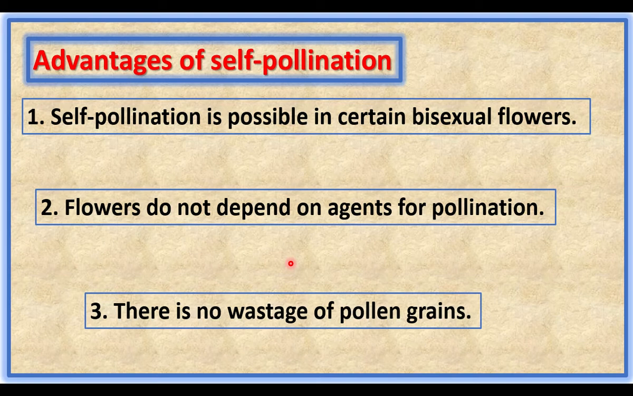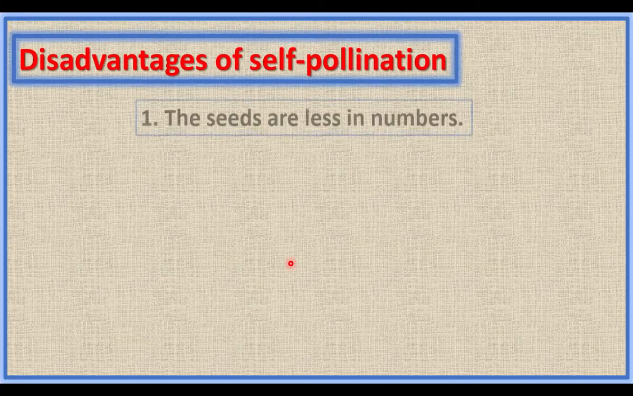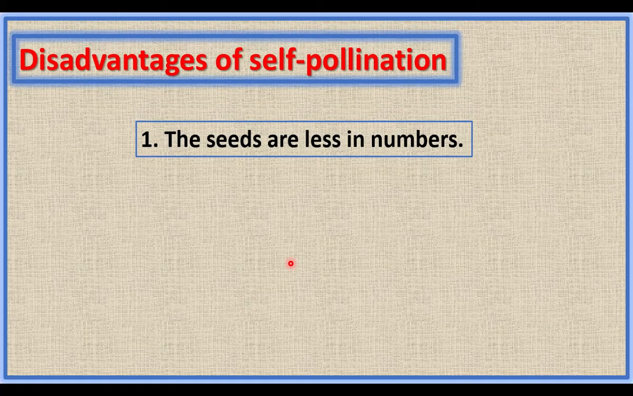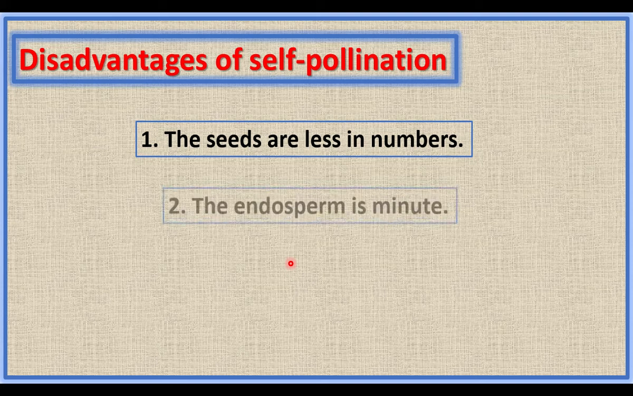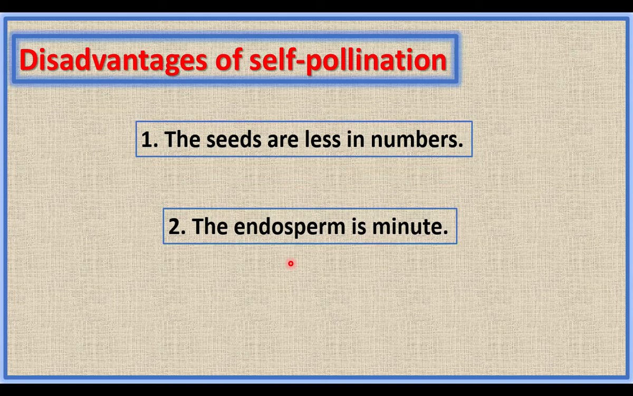Self-pollination has its own disadvantages. The seeds are less in number. The fruits produce few seeds. The endosperm is minute. In coconut, the edible part is endosperm. Endosperm is a nutritive tissue found inside the seed. The endosperm is used by the newly developing plant from the seed in the beginning stage.